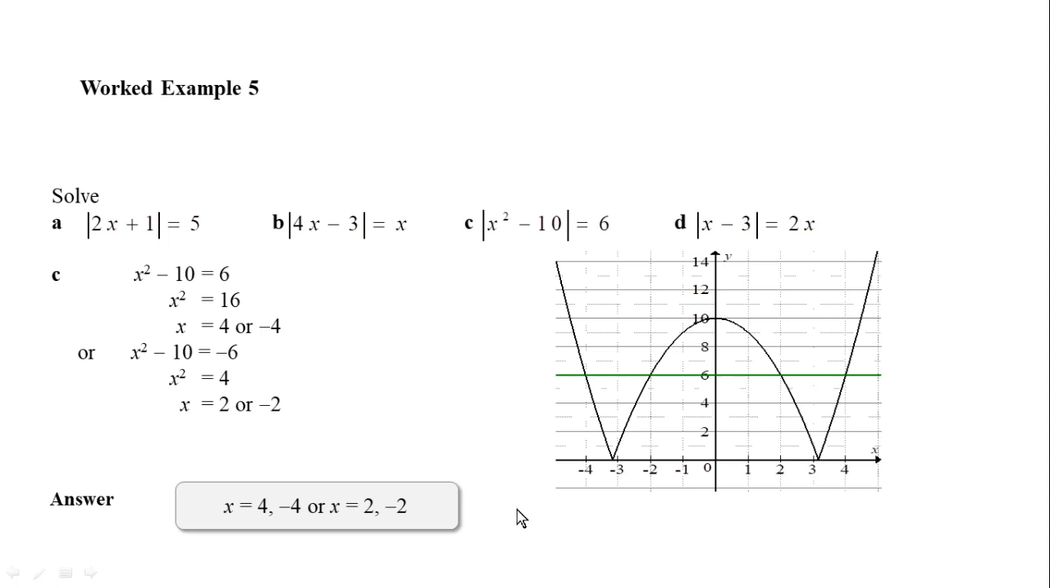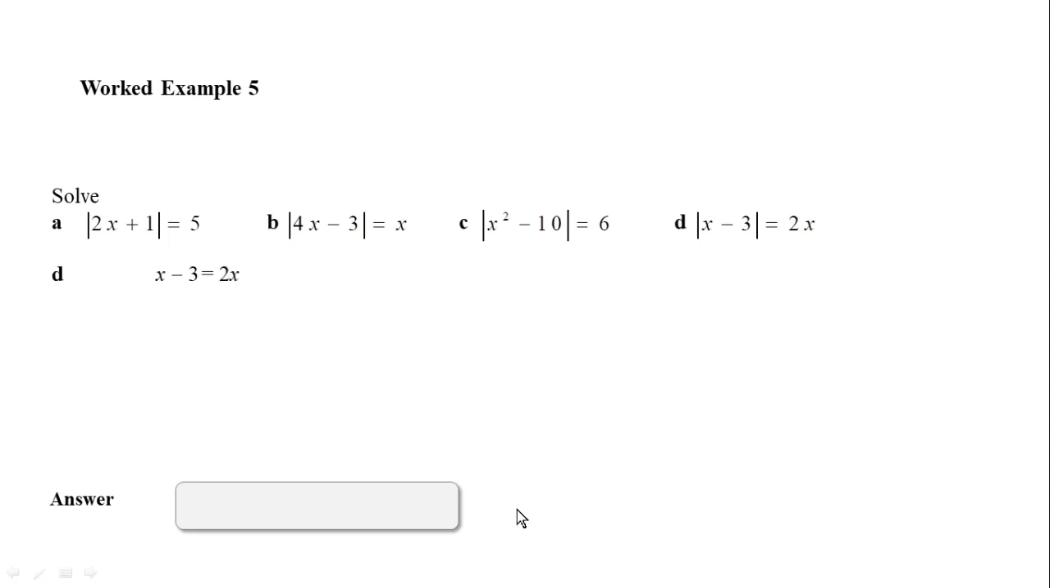Okay, next. Let's move on to letter D. You'll have the modulus of x minus 3 is equal to 2x. First we'll make the 2x on the right side positive. It will become x minus 2x, which is negative x. You move that negative 3 and it becomes positive 3, so negative x is equal to positive 3, which will give you an answer that x is equal to negative 3.